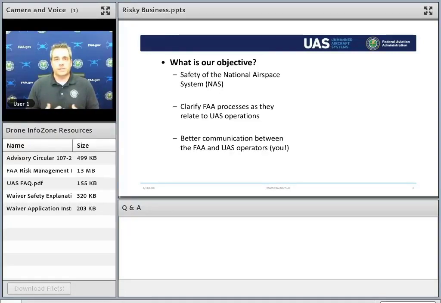Is that airspace? Is that lands? Let us know what you'd like to see in future webinars. We want to remain flexible to address the topics that are affecting you or that you are concerned about. Our objective always is the safety of the national airspace system. That is our primary objective in anything that we do.